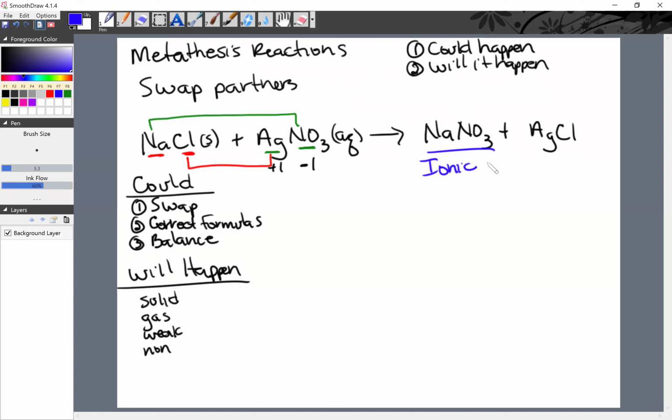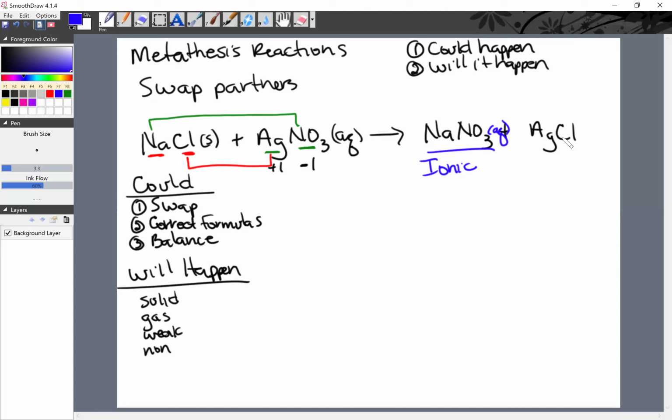Ionic comes in two forms. They're either soluble or they're insoluble. Soluble means they're floating around as ions, and insoluble means you'll see a precipitate or a solid form. So I go to my solubility rules, and all sodiums are soluble, so it's never going to form a precipitate. It's going to just float around as aqueous. It's just going to float around as ions.